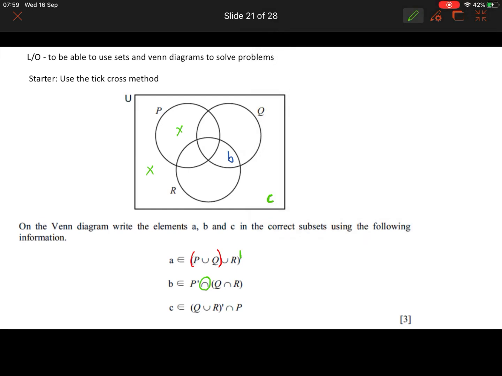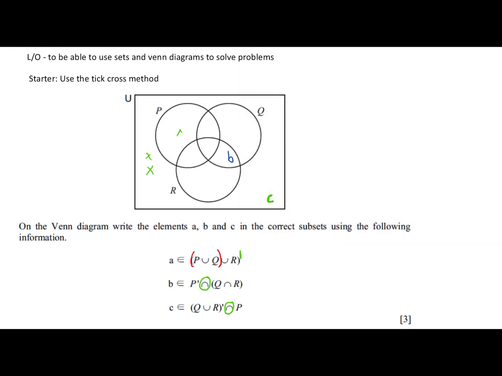Now put crosses anywhere that's P. But it's an and, so I'm looking for anywhere with two crosses. Sorry, I've made a mistake there, haven't I? Let me just start that again. Sorry, I think I've made a mistake.